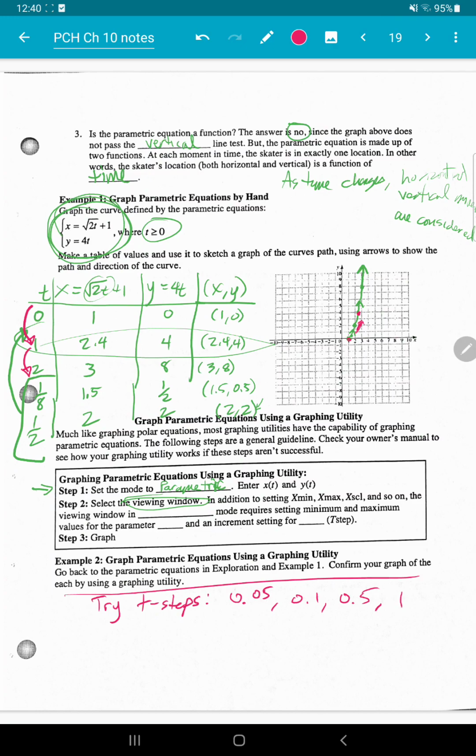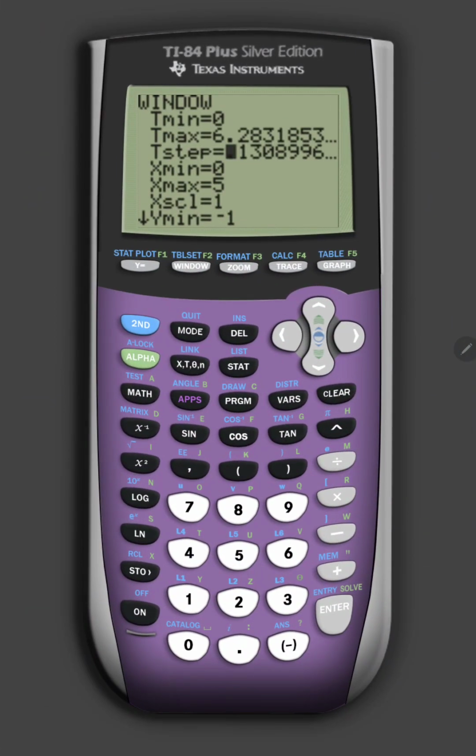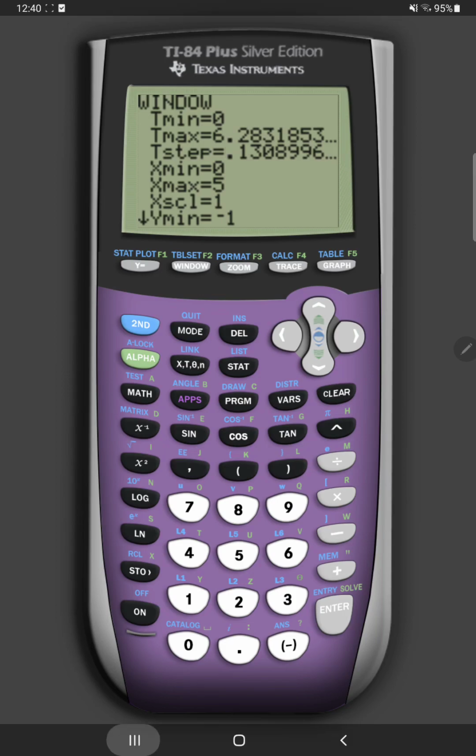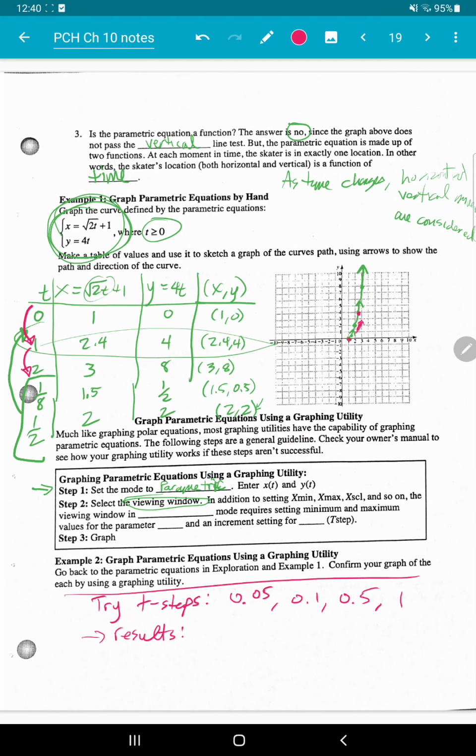And I want you to observe what happens to our graph. So I'll let you do that on your own, okay? And then you can go ahead and list your results right here in example 2. So just play around with this t-step and see what that does to the graph, okay? All right, so now let's go on to the next page. Again, this is a video. Feel free to pause and work with the graphing calculator, find your results here, and then we will continue on to the next page.